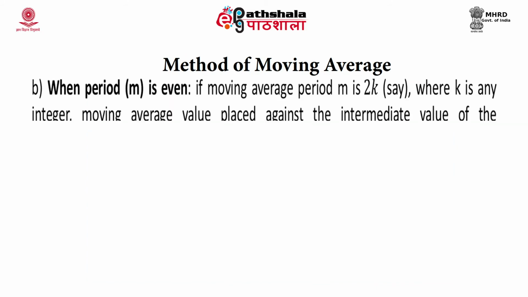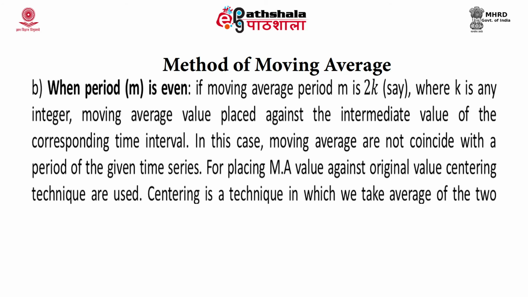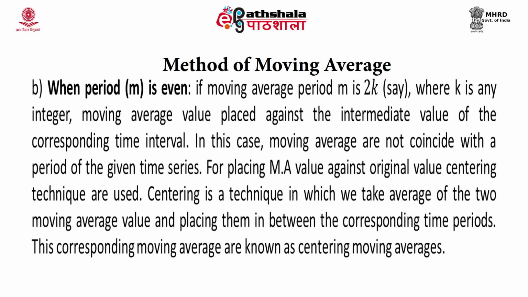When m is even, say the moving average period m is 2k, the moving average value is placed against the intermediate value of the corresponding time interval. In this case, the moving averages do not coincide with the periods of the given time series. To place a moving average against an original value, the centering technique is used. Centering is a technique in which we take the average of two moving average values and place it in between the corresponding time periods. These are known as centered moving averages.